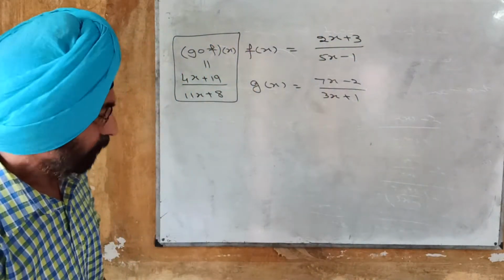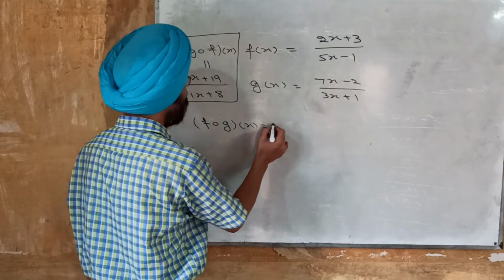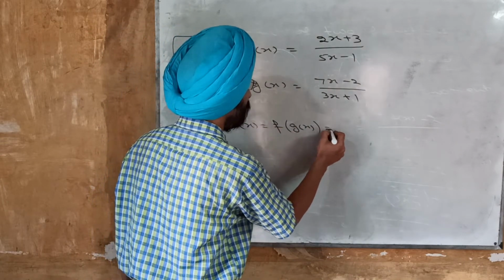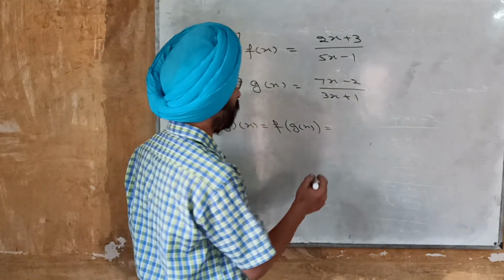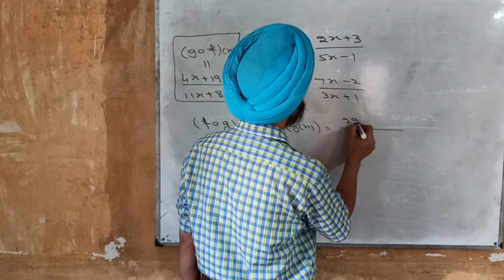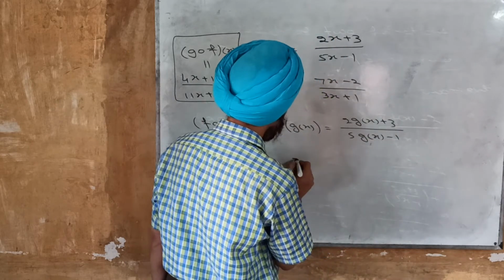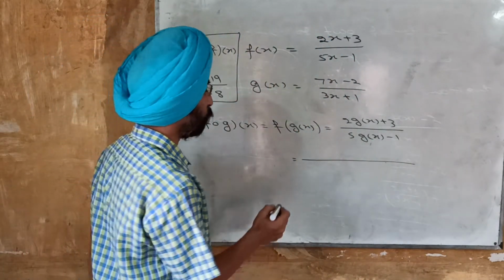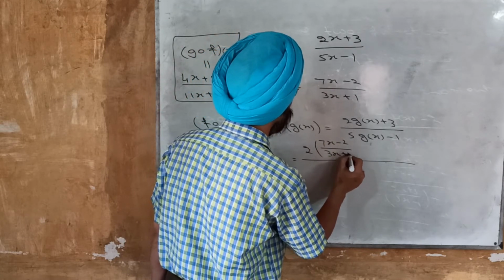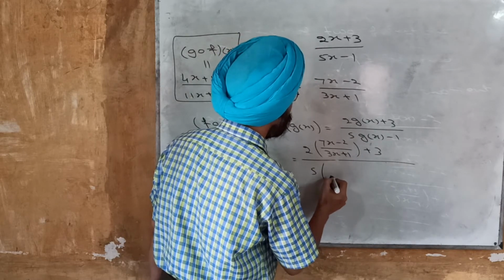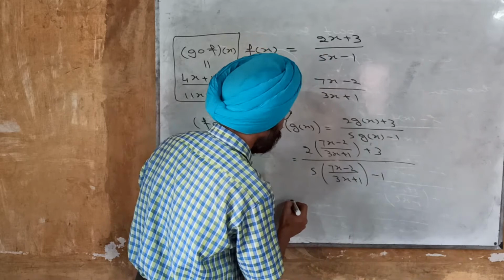Now we'll find g composite f of x. It is g of f(x)... wait, it is f of g(x). Now f(x) is (2x plus 3) upon (5x minus 1). So f of g(x) will be, as we have done earlier, 2 times g(x) plus 3 over 5 times g(x) minus 1. Now substitute the value of g(x) at these two places. 2 times (7x minus 2) over (3x plus 1) plus 3 over 5 times (7x minus 2) over (3x plus 1) minus 1.